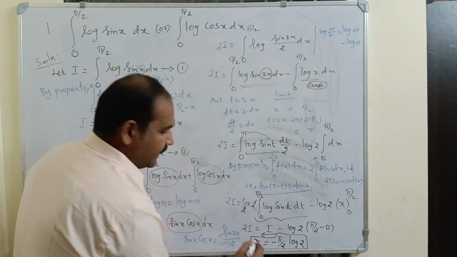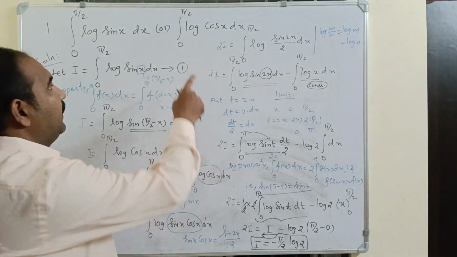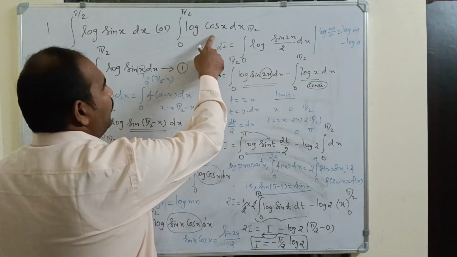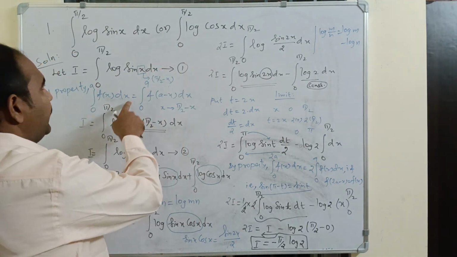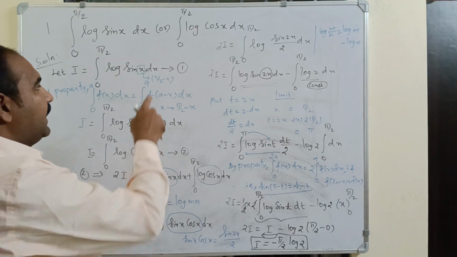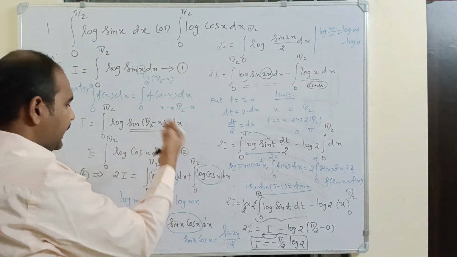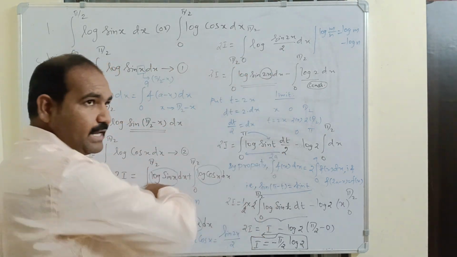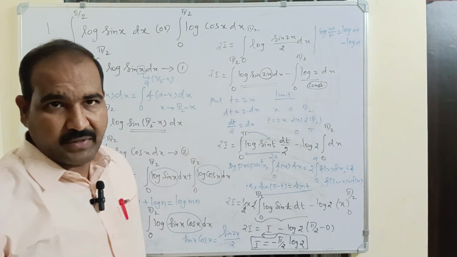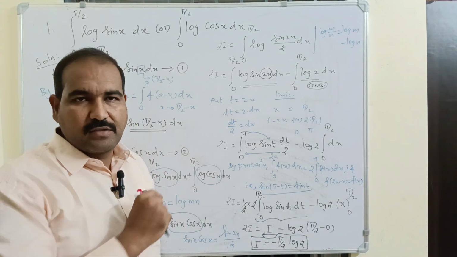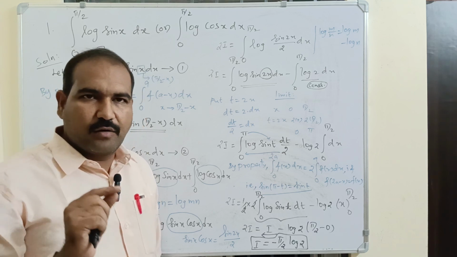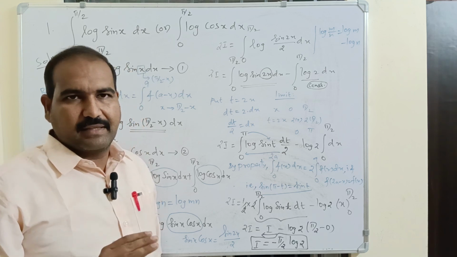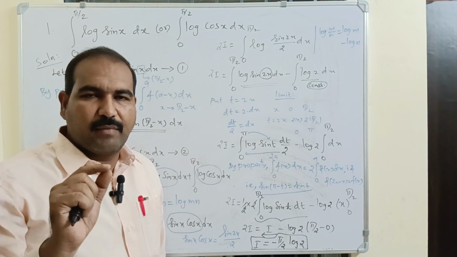Clear? For integral 0 to pi by 2 log of cos x dx, first you apply the property, you get sin x. Again you add cos and sin, and you get the same result. Proceed as it is, and you get the same answer. For the problem integral 0 to pi by 2 log of sin x dx or integral 0 to pi by 2 log of cos x dx, the answer is minus pi by 2 log 2.